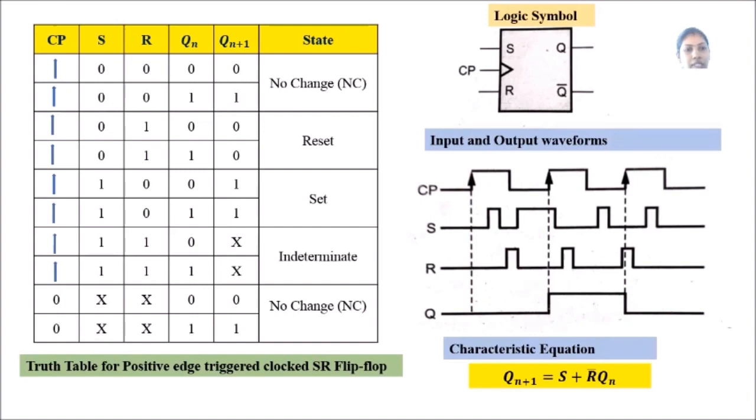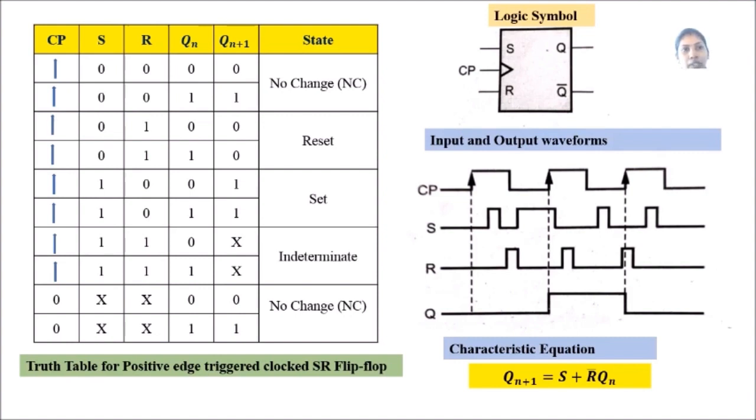If the clock pulse is 0, whatever the input may be, there is no change in the next state. Whatever the present state is, that is equal to the next state, there will be no change. That denotes that the flip-flop is not in operation when the clock pulse is 0. Only when the clock pulse is at the positive edge, the flip-flop does its function.